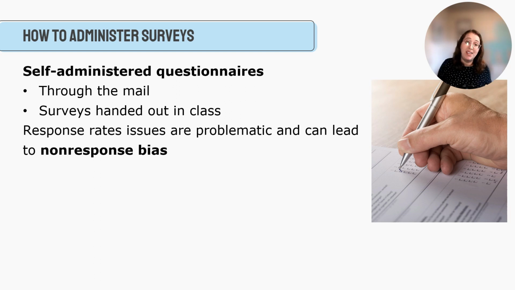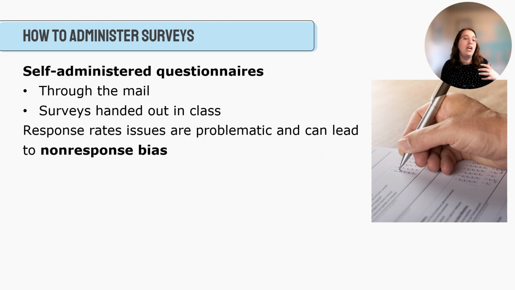A common one is self-administered questionnaires. Those could be surveys that we send out through the mail. They could be surveys that an instructor hands out in class and asks you to fill out. One of my first jobs was handing out surveys on a bus to people to fill out and find out what their opinions of the bus system were. So there's a lot of different ways.